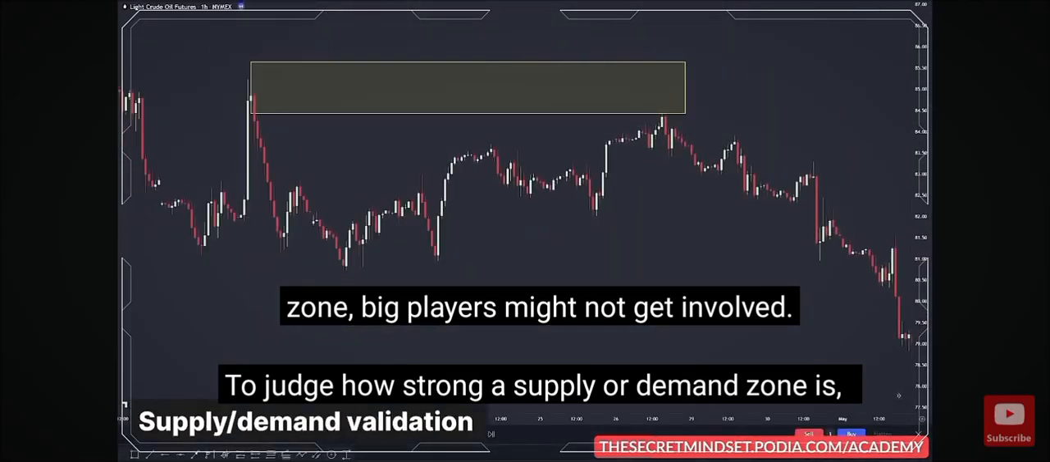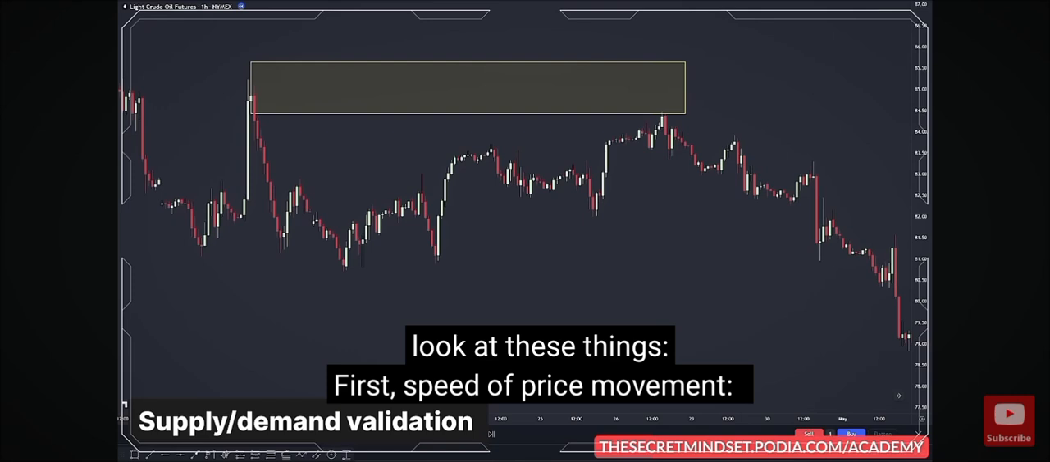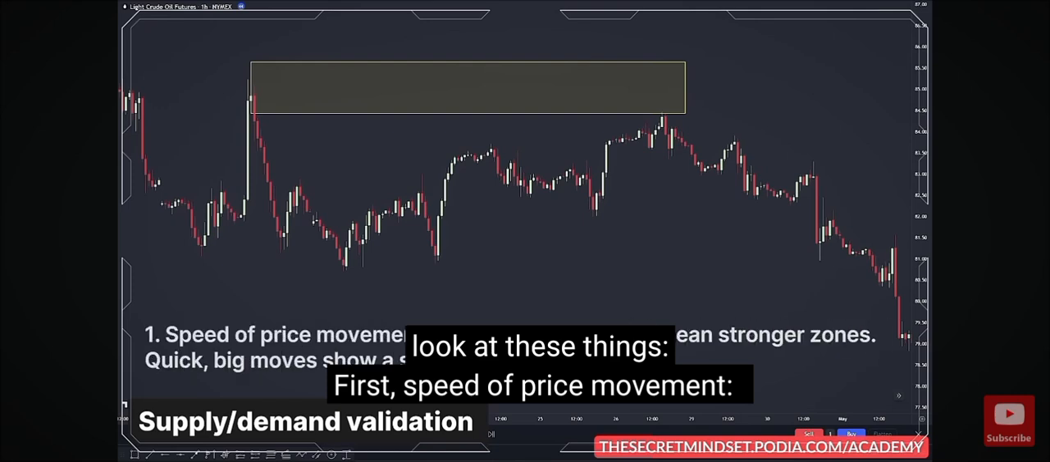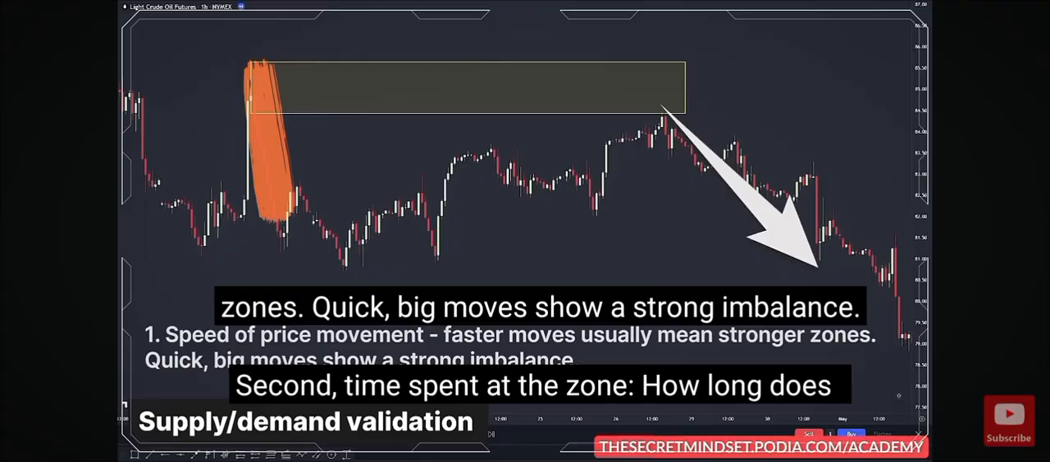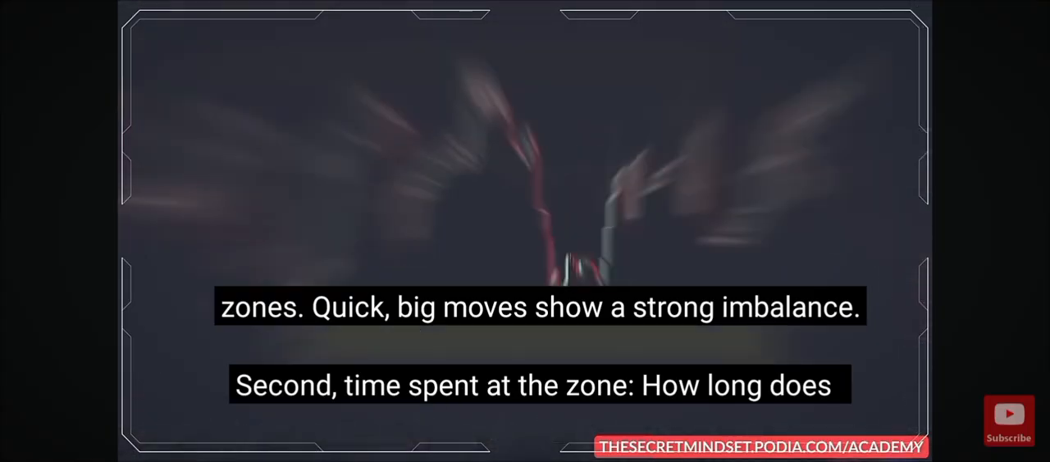To judge how strong a supply or demand zone is, look at these things. First, the speed of price movement. How fast does price move away from the zone after it forms? Faster moves usually mean stronger zones. Quick big moves show a strong imbalance.